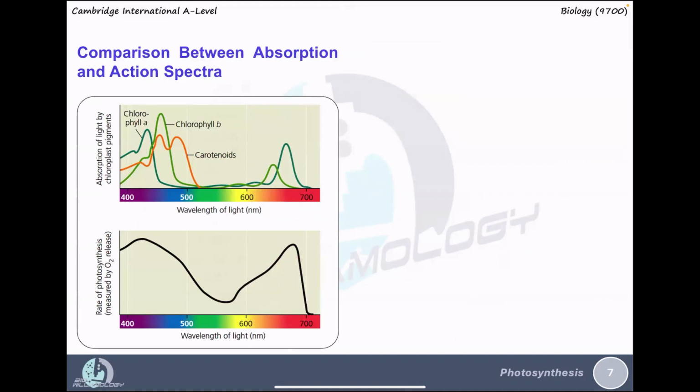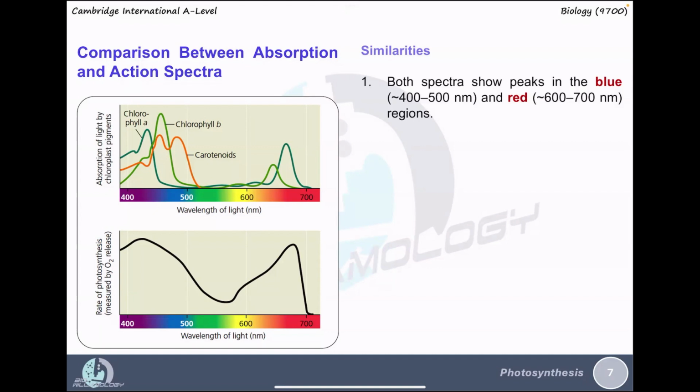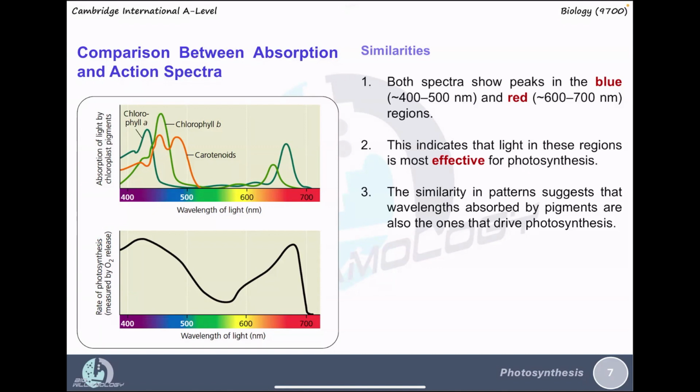So let us compare between the absorption and action spectrum. By comparing these two, you can see that the shapes are quite similar. They match each other. In terms of similarities, first of all, both spectra show peaks in the blue and the red regions, about 400 to 500 nanometer, as well as 600 to 700 nanometer. This indicates that the light in this region is most effective for photosynthesis. The light absorbed in this region drives photosynthesis. So this is very important.